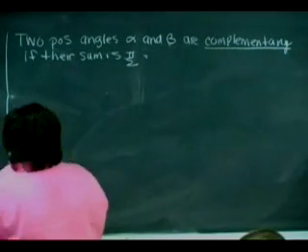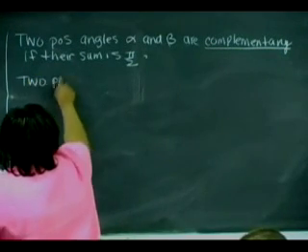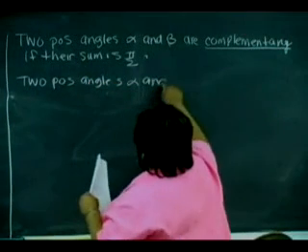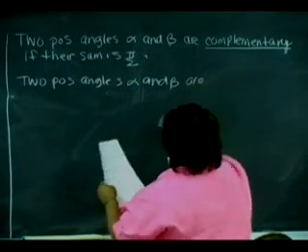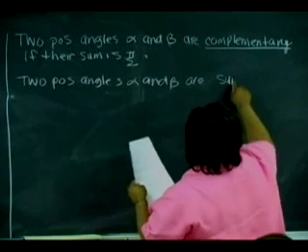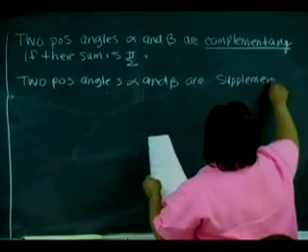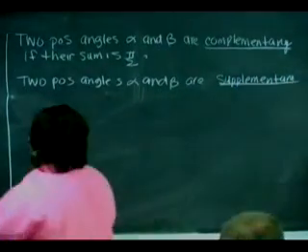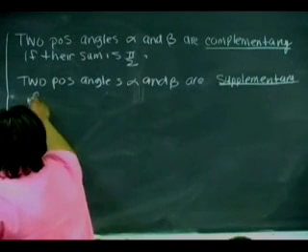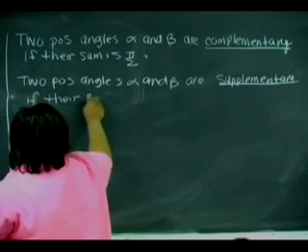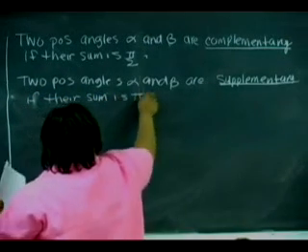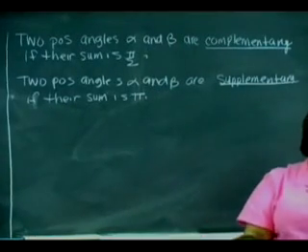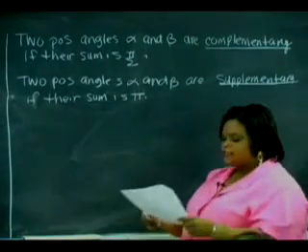Okay? Two positive angles, alpha and beta, again, are supplementary if their sum is pi. Complementary, the sum is what? Pi over 2. Supplementary, the sum is pi.